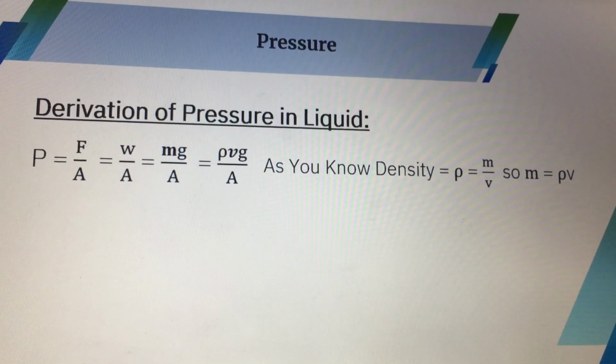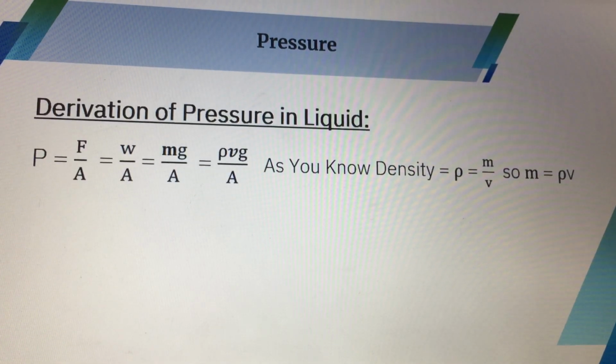So remember this thing. First we replace force with weight. Weight is also a force. So instead of force we write W, and W is replaced by mg, and m, mass, is replaced by rho V.